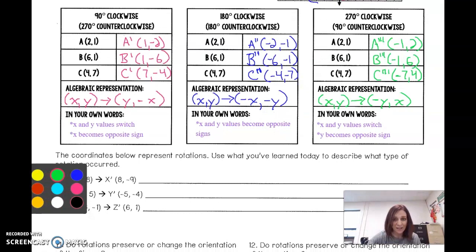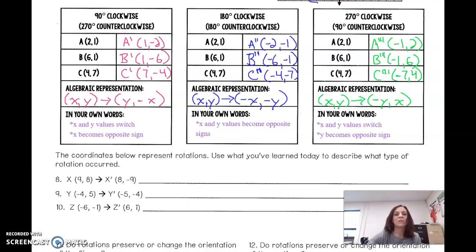Use what you've learned today to describe what rotation occurred. Okay, well, notice here, we switch them. 9 and 8 becomes 8 and 9. All right, our 9 becomes its opposite. That was the x value. Remember, this is x and this is y. So this becomes y first, and x is the opposite of x. So which one of these? Right here, right? So I'm going to say that's 90 degrees clockwise or 270 degrees clockwise, but I'm just going to write one for the sake of time.